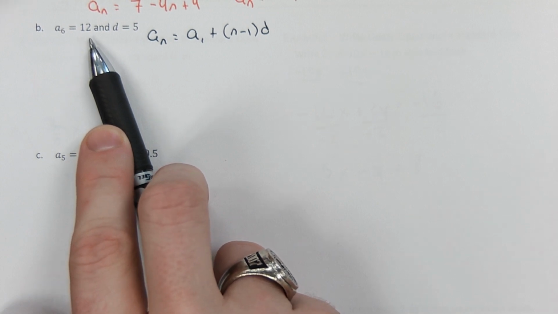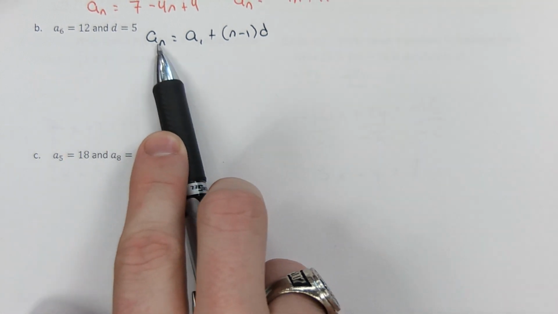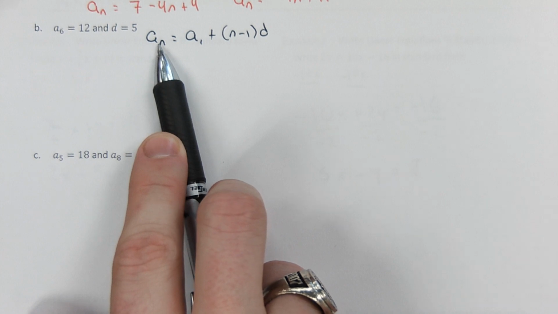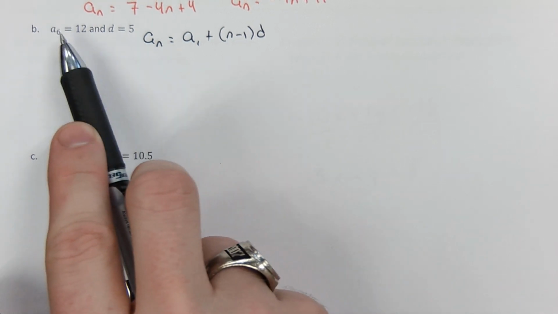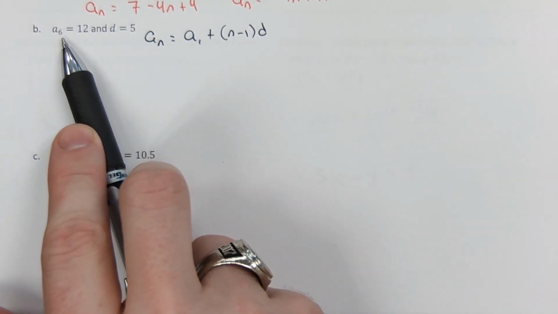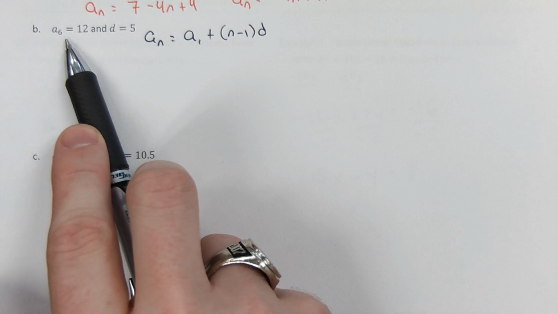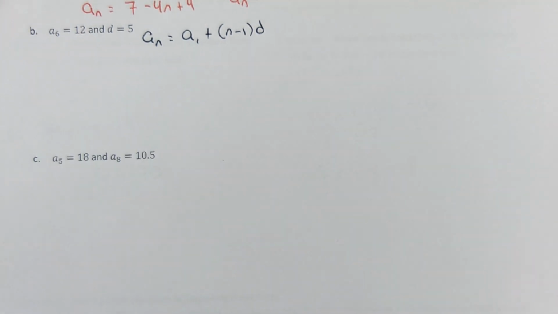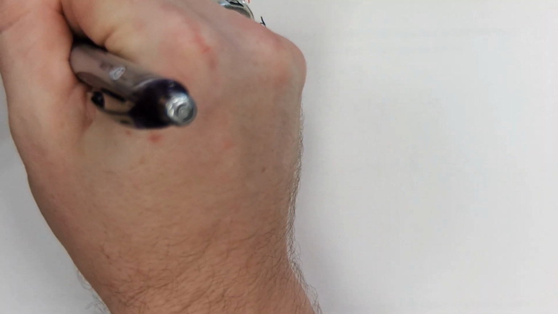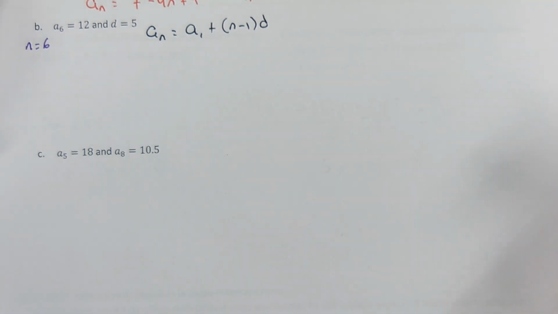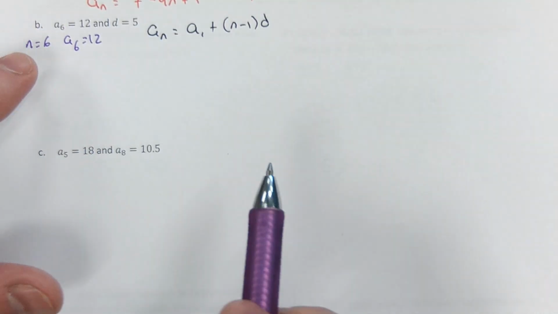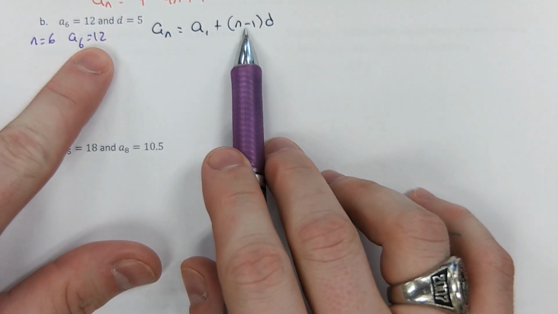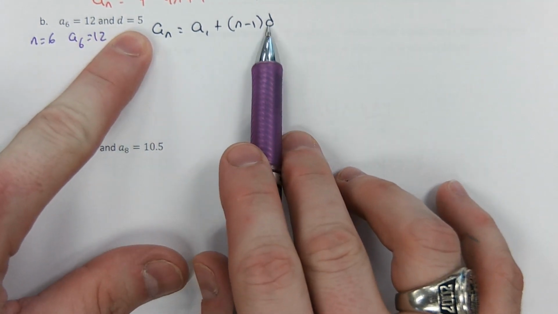You could put it into A sub n. Yeah, 12 could go right here. And where does the 6 go? N. I was told right here that n is 6 and a sub 6 is 12. So we know n equals 6, and that when we use n equals 6, the result will be 12. So that 6 will go here, this 12 will go there, and this 5 goes right there.